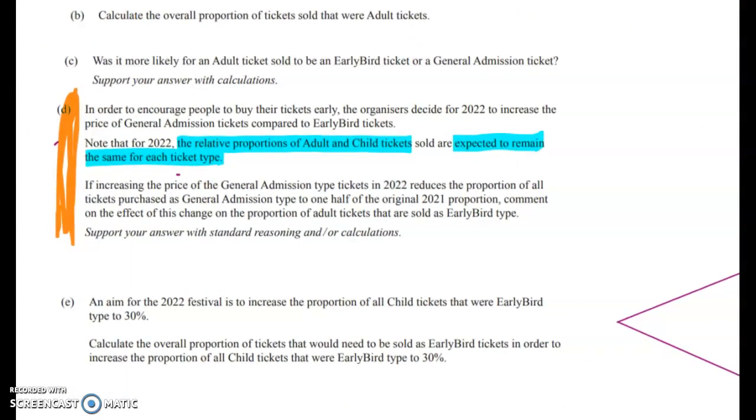Right, if increasing the price of the general admission tickets in 2022 reduces the proportion of all tickets purchased as general admission type to 1/2 of the original 2021 proportion, comment on the effect of this change on the proportion of adult tickets that are sold as early bird type.